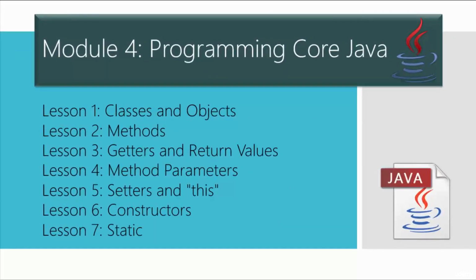Module 4 will dive into programming core Java. There are 7 lessons in this module. The first lesson talks about classes and objects. This is an important conceptual understanding of Java that I'll explain and demonstrate. A class is nothing but a blueprint or a template for creating different objects, which defines their properties and behaviors. For example, Java class objects exhibit the properties and behaviors defined by their class. And a class can contain fields and various methods to describe the behavior of an object.